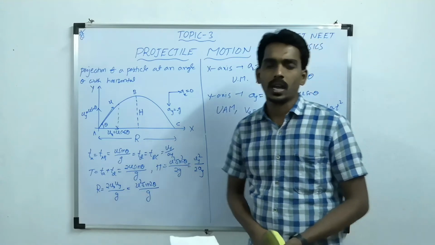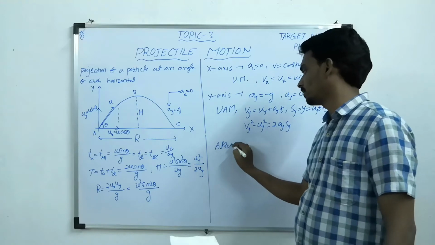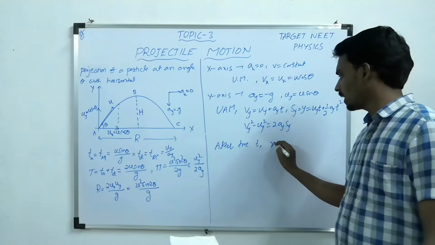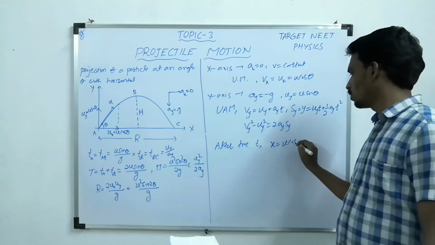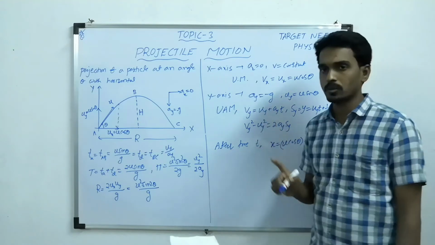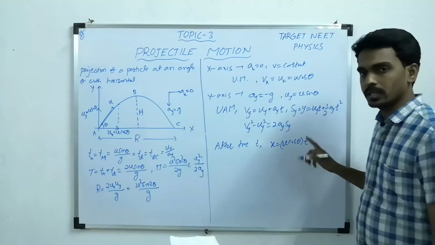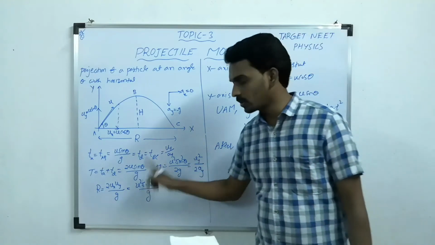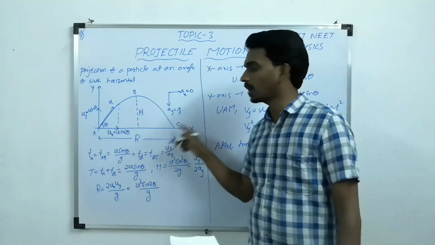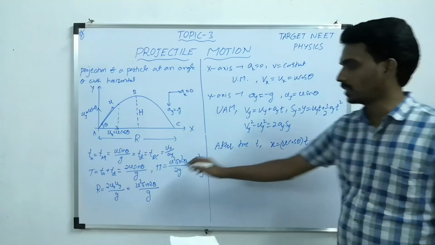Velocity into time. So at any time after time t, what is the x displacement? u cos theta into t. Because along the x direction there is uniform motion, so the x displacement is u cos theta into t, velocity into time. Using this formula you can derive the range formula, where t is the total time of flight from the initial to the final point. That value will come here.